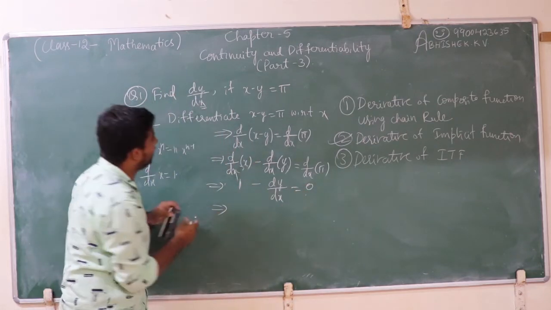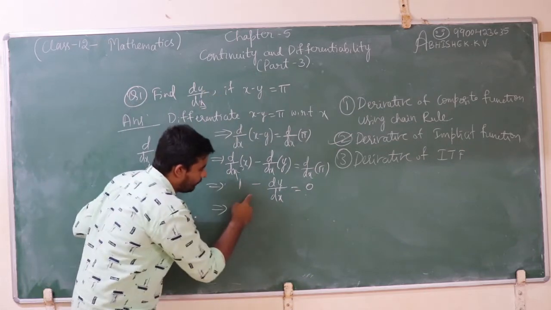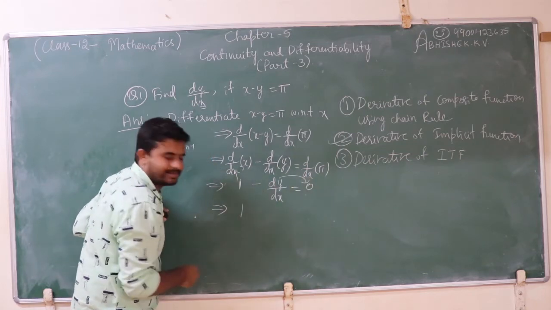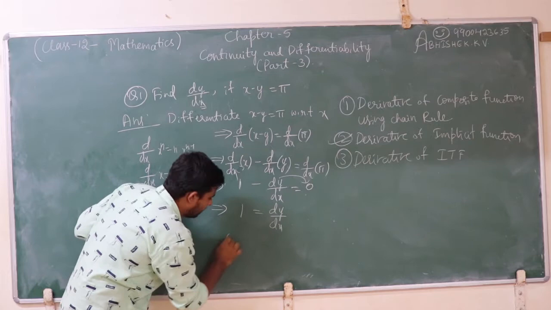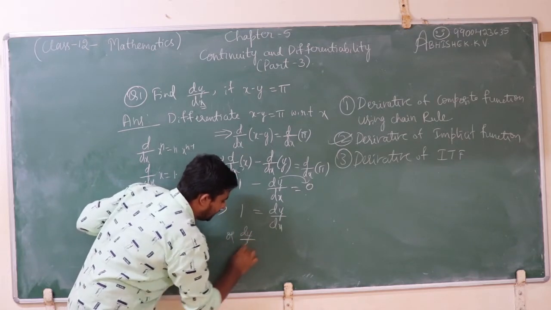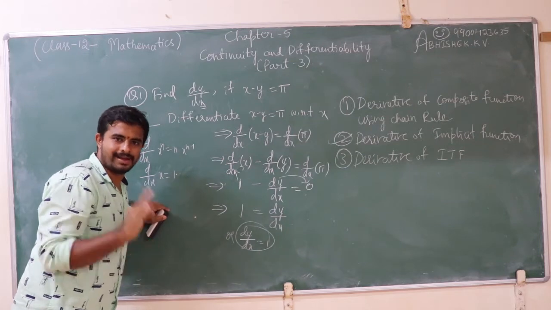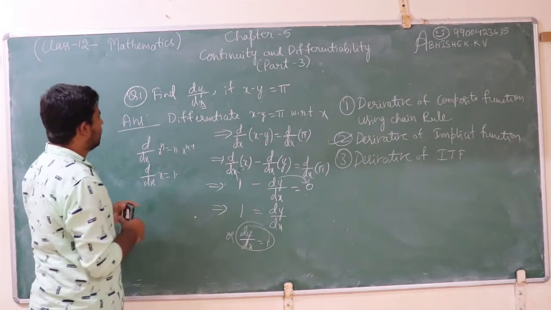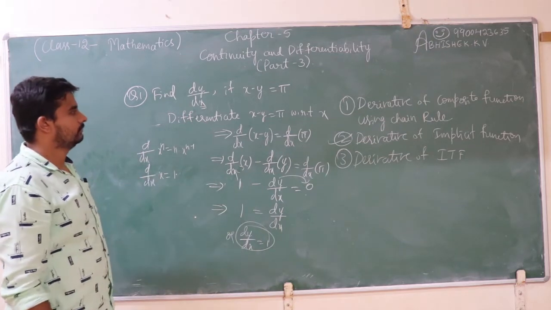Therefore, what we need to find is dy by dx, right? So transfer this term to the RHS: 1 is equal to dy by dx, or we can write dy by dx is equal to 1. This is the solution. I hope you are getting it. Is it clear? Yes. Let us move on to the next. Yes, please note down.